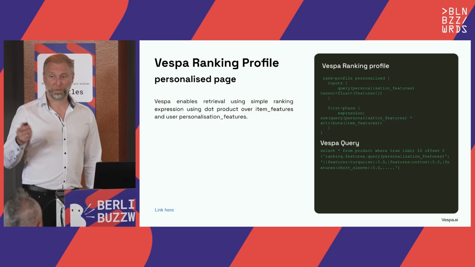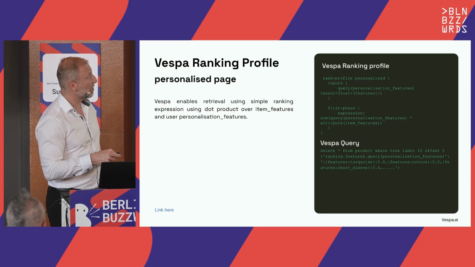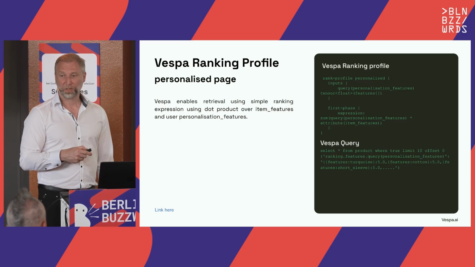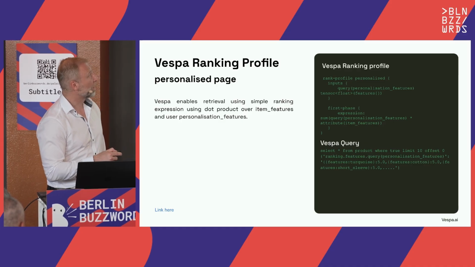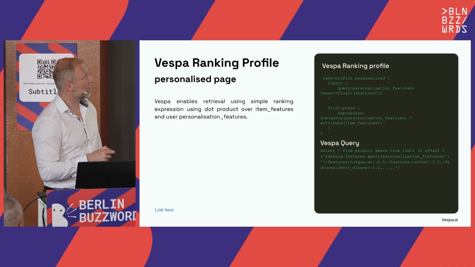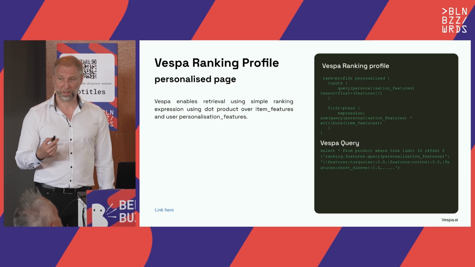And now there's the first personalization feature. The functionality is actually embedded here. So also not very complex from that perspective. What we have here is input from the query. This is an element which is passed from the query to the ranking profile. So that's the personalized vector.